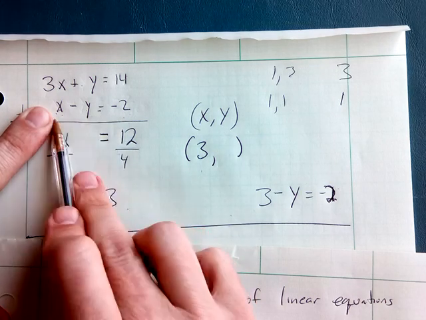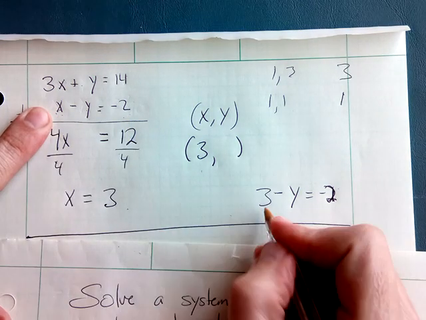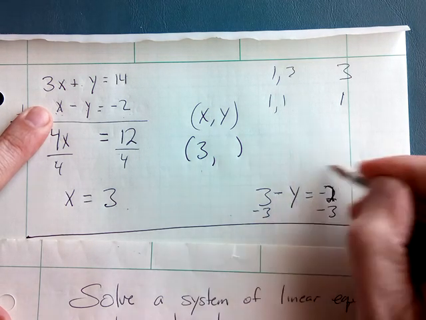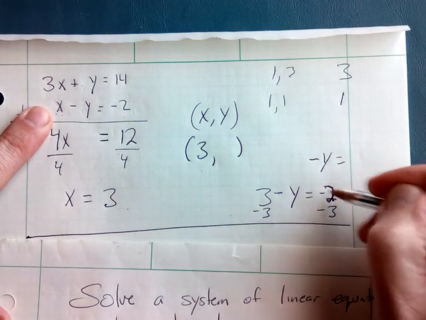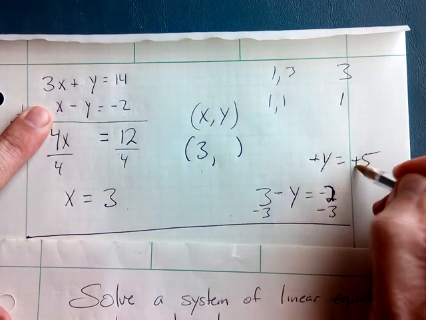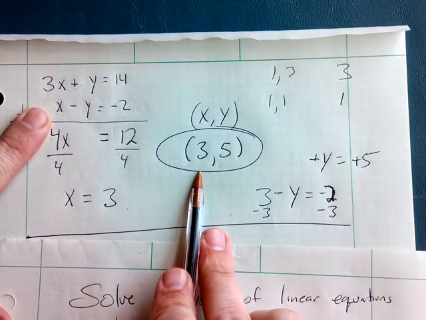Equals negative 2. I've just written this: instead of x, put in a 3. Now let's solve that. I'm going to minus 3 from both sides. That gives me a negative y equals negative 2 minus 3, which is negative 5. I need to cancel the negatives, or multiply by a negative. I get a y value of 5. So my solution is the point (3, 5).